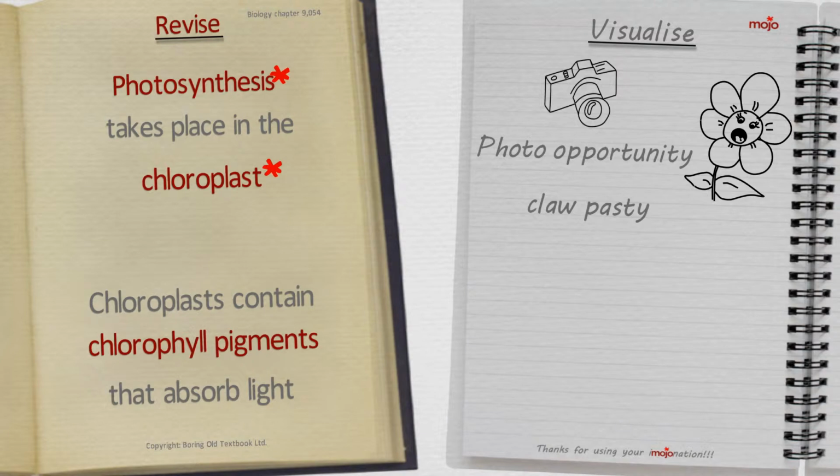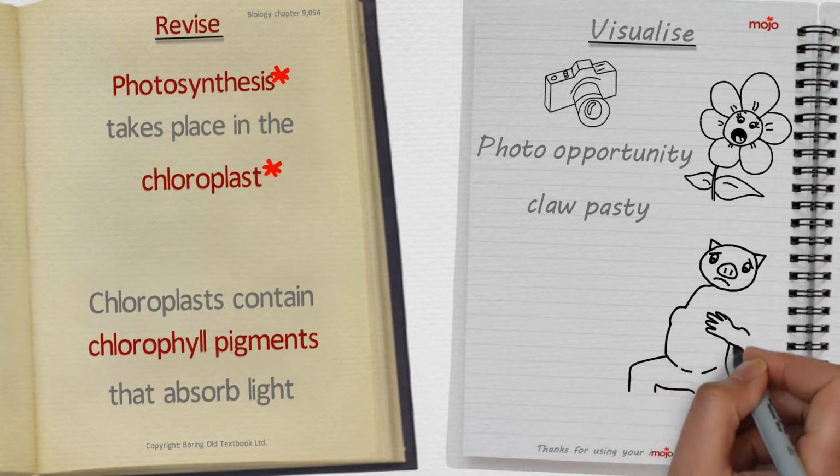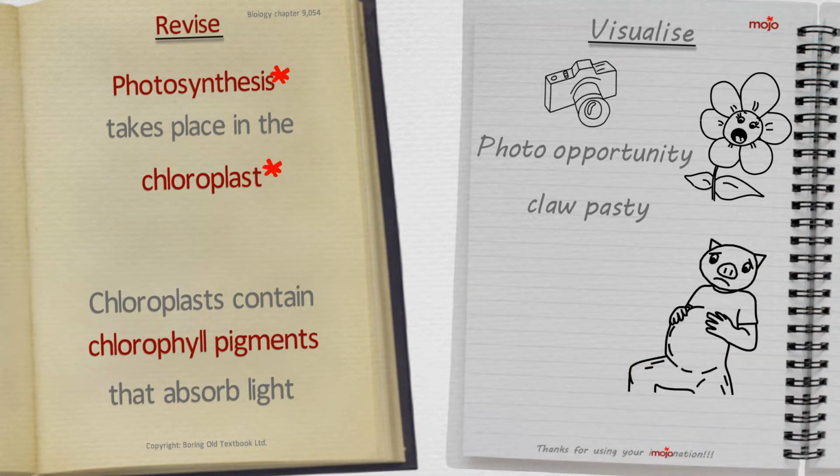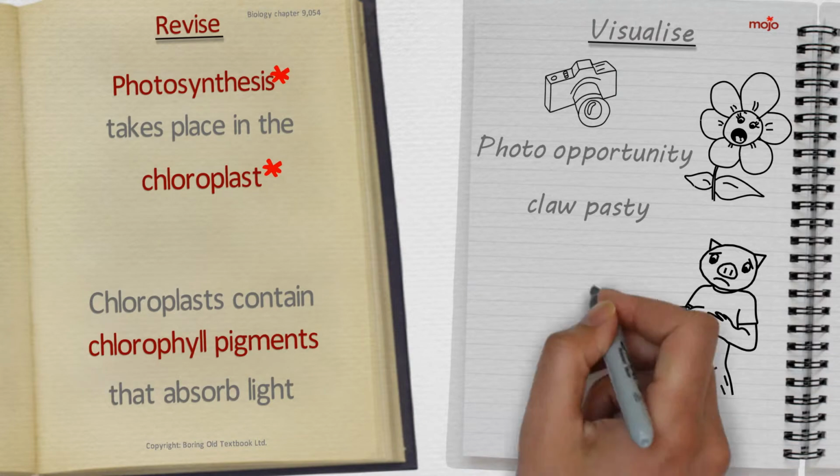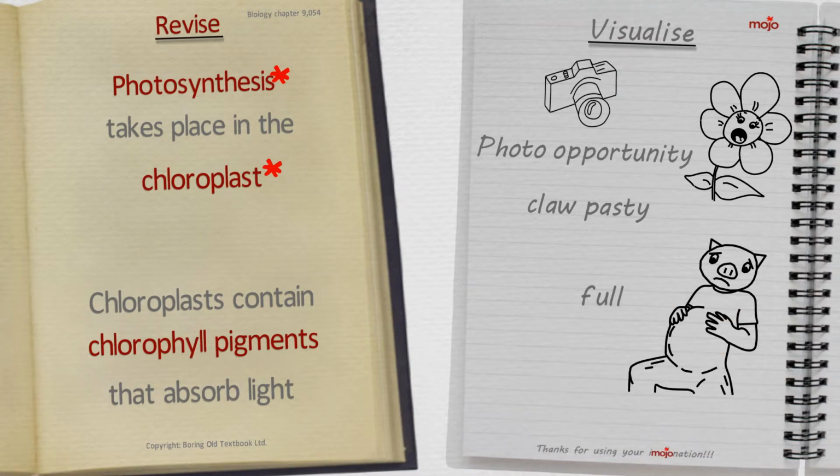You've done the photo, and you've got the claw pasty. It looks foul, but you've no idea when you're going to eat another meal, so you start to eat it. It's not huge, but halfway through, and you feel completely full of claw pasty. You are clawful, you greedy pig. That reminds you that chlorophyll is a pigment that's used for photosynthesis.